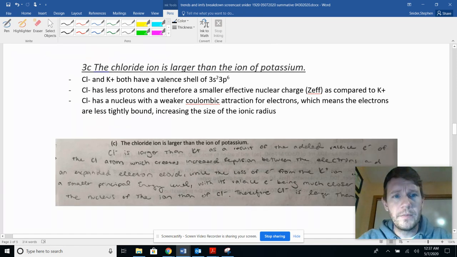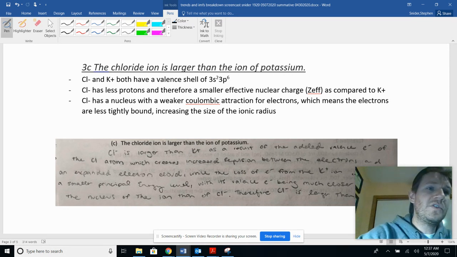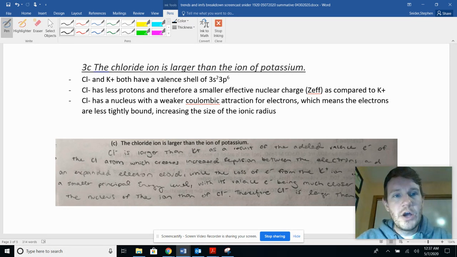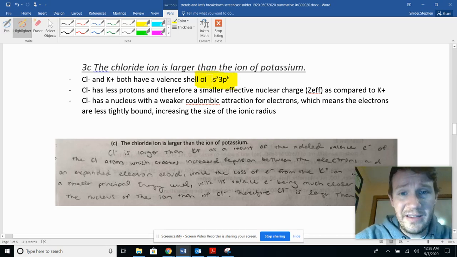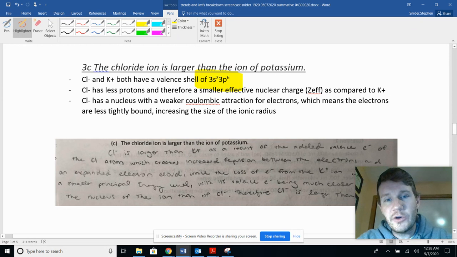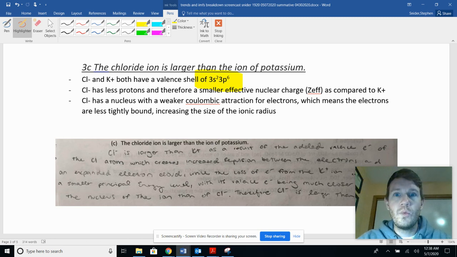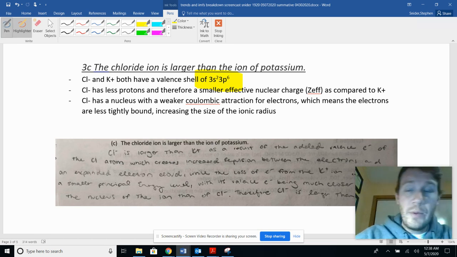A lot of people had trouble here, okay? So the chloride ion is larger than the ion of potassium. The first thing I would do is figure out what's going on with these ions. When chlorine becomes chloride and potassium becomes potassium ion, their valence shell both looks like this. That's what the last little bit of their electron configuration is going to look like. They now have the exact same electron configuration, which means we are talking about the exact same principal energy level. So what must be different, if that's what's in common, is that their effective nuclear charges have to be different. And we know that to be true.